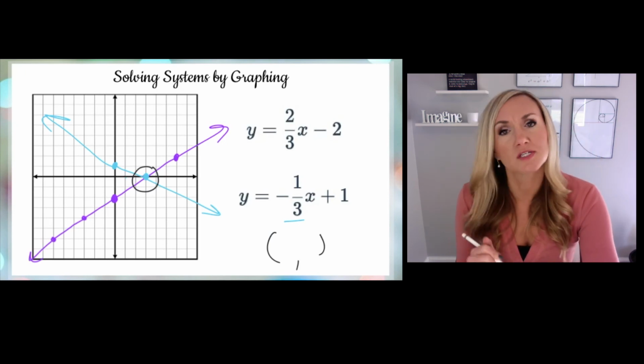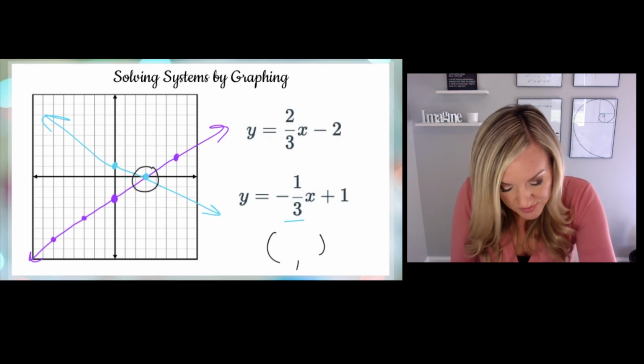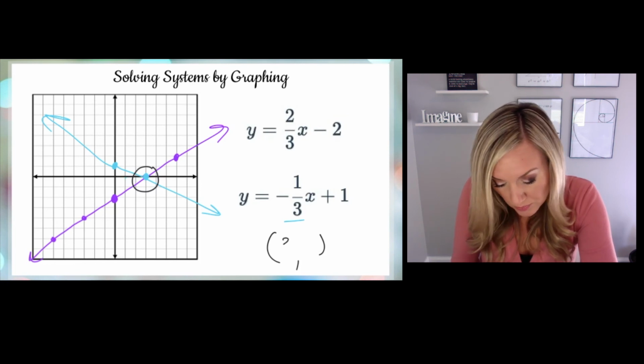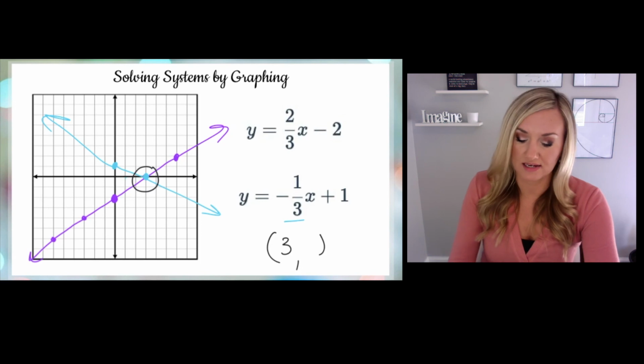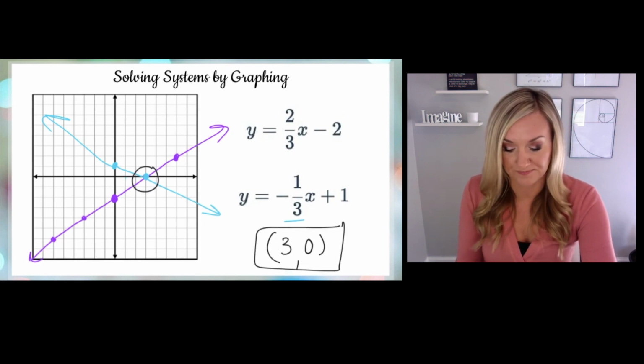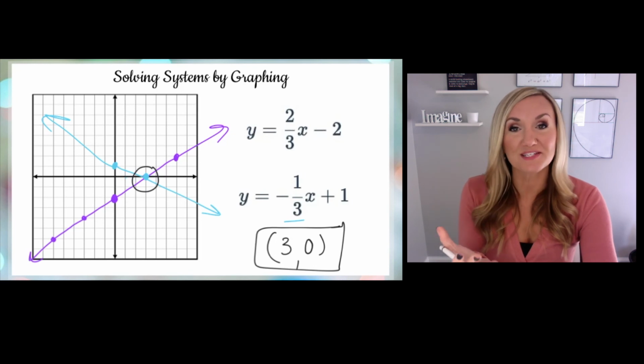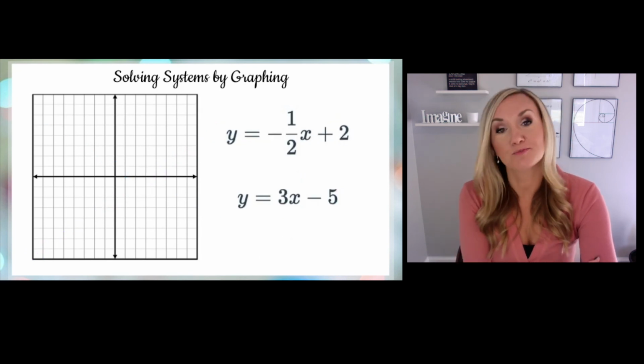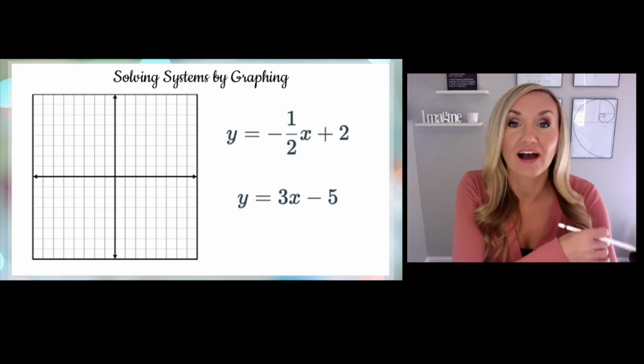The solution to this system looks like I'm moving +1, 2, 3, and it's right on the x-axis, so it is 3, 0. All right, last one is for you. Here it is. Please pause this video and try it out on your own.